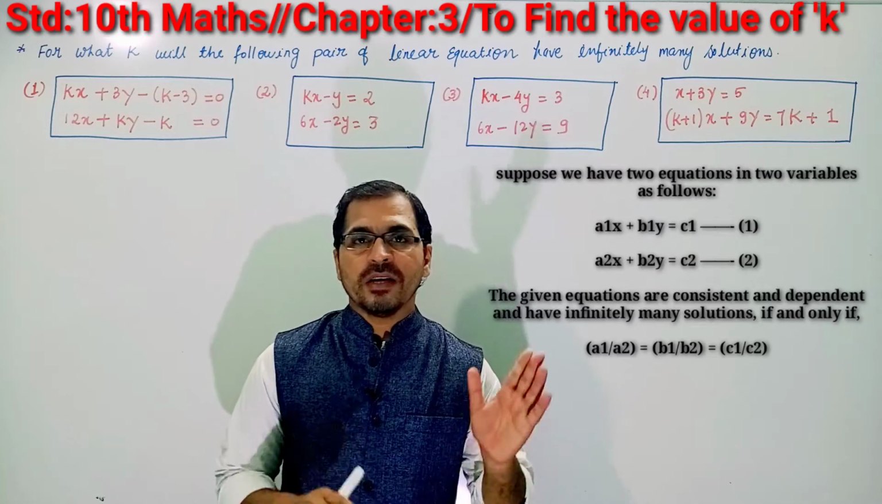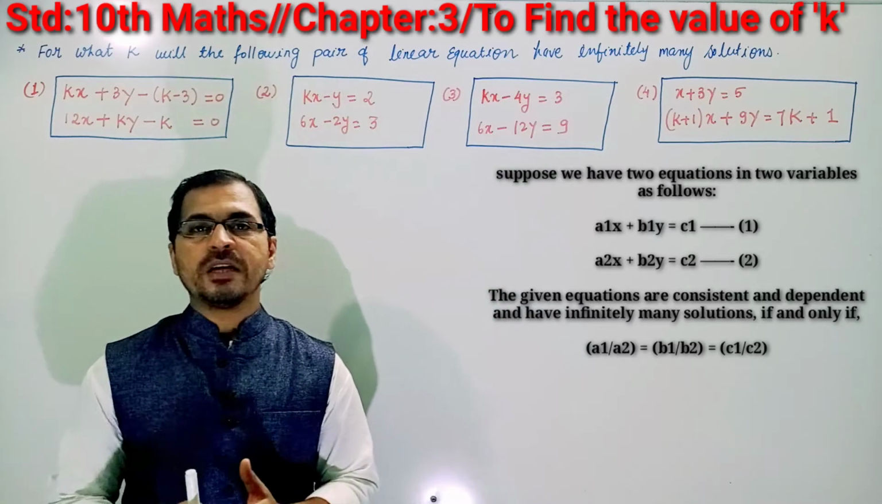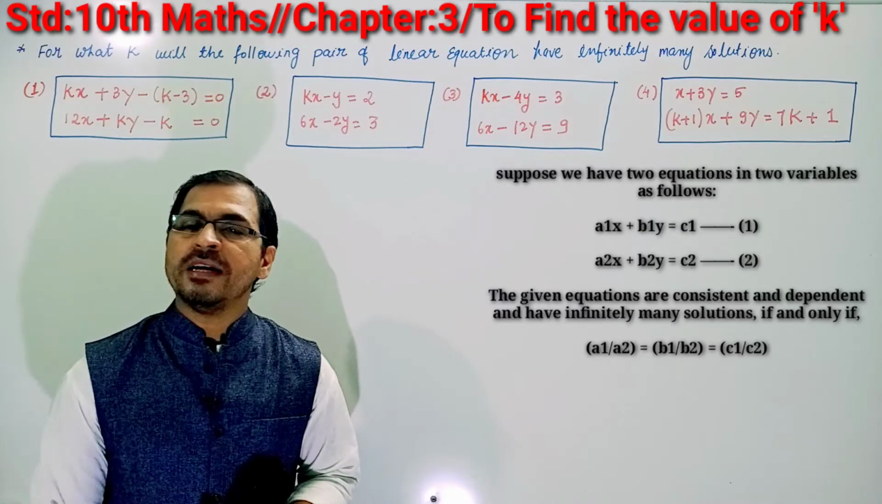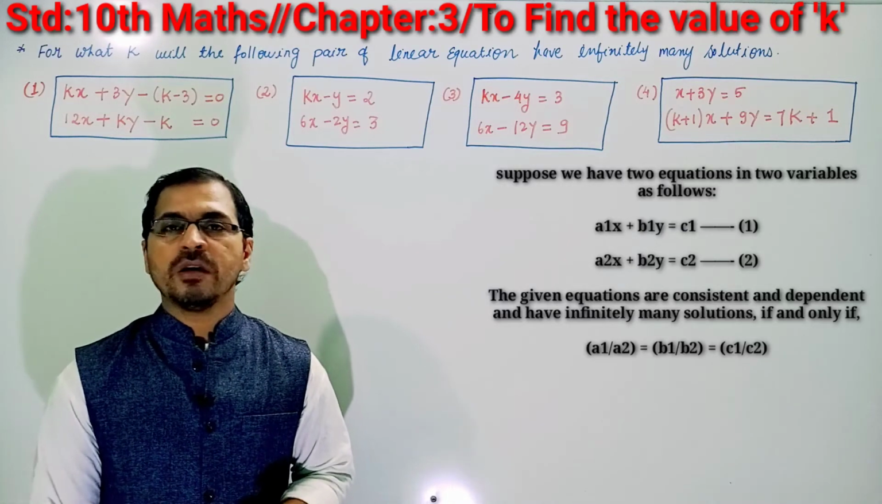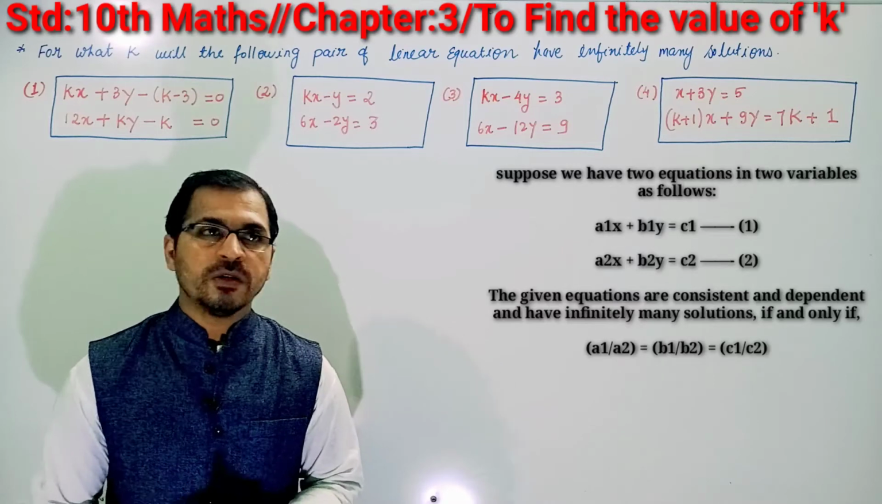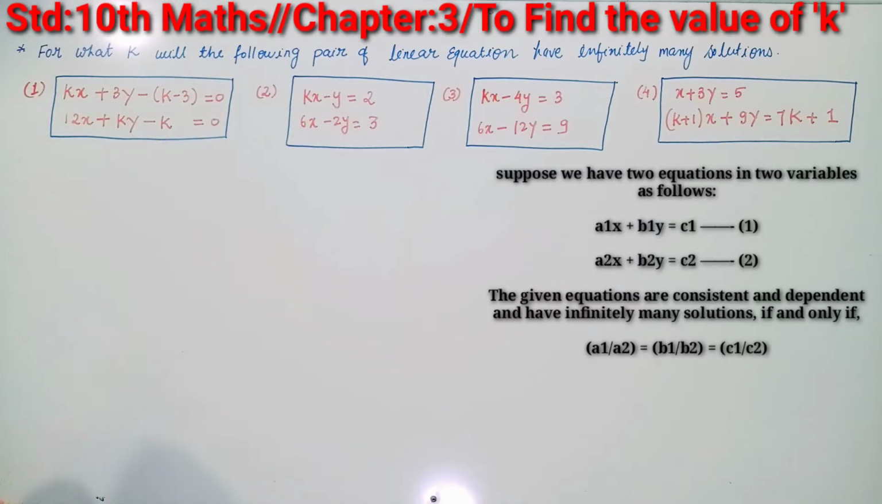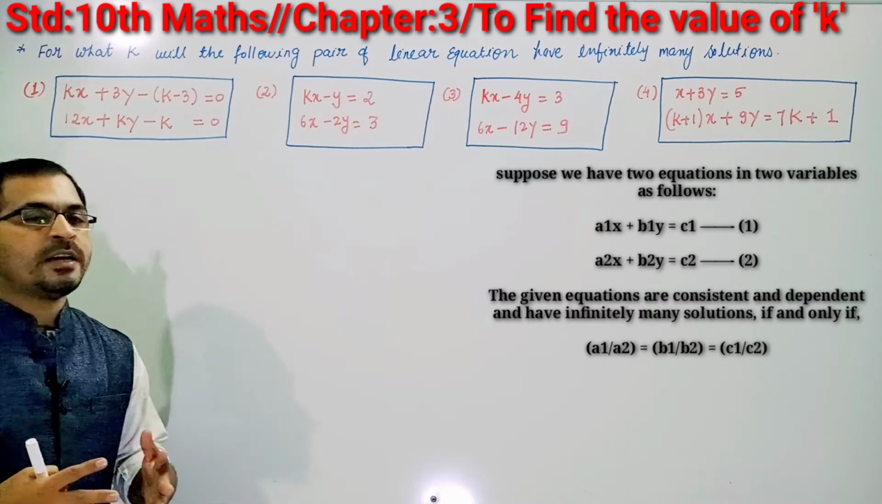If the pair of linear equations are consistent, they might intersect at a single point or at infinitely many points. So students, here the question is given: for what value of k does the following pair of linear equations have infinitely many solutions?